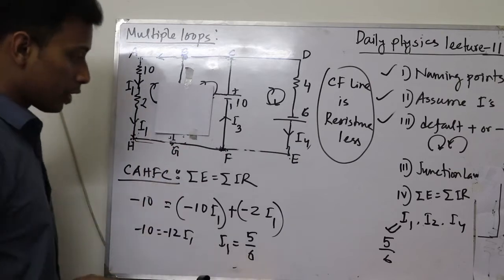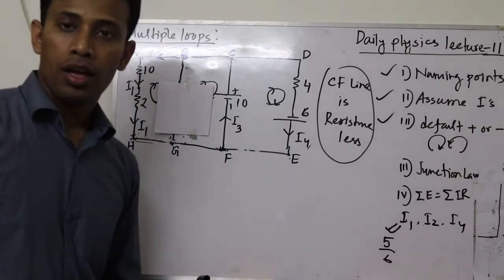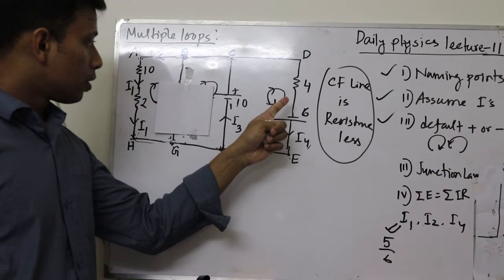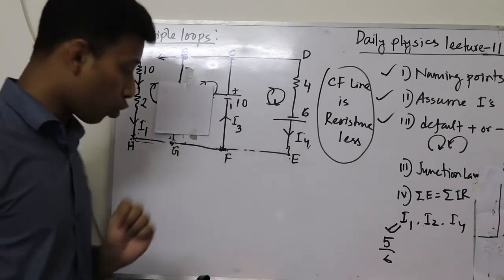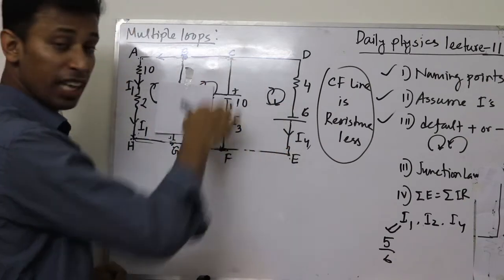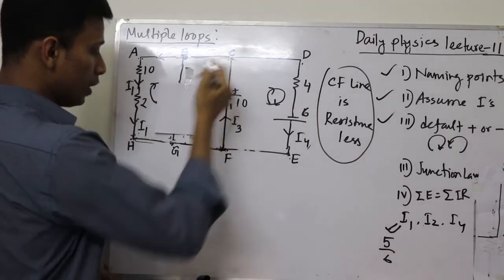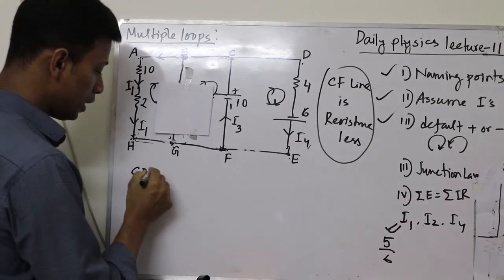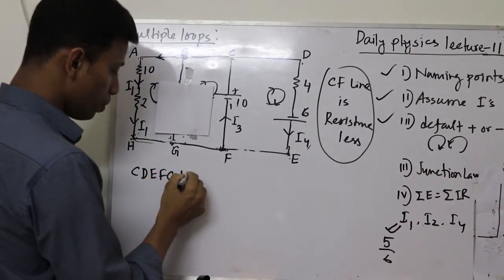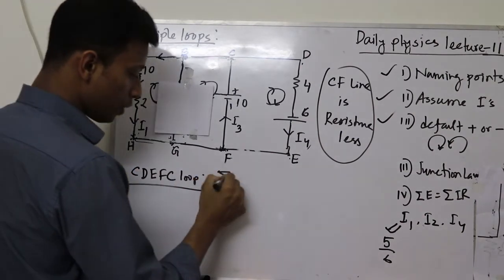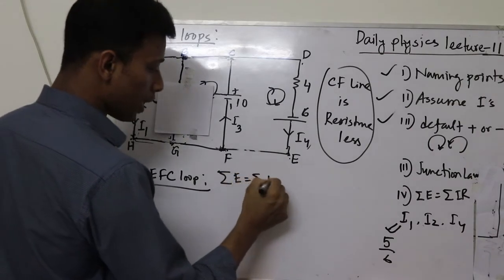So let's get another current. Let's get I4, the current flowing through the 4 ohm. For this loop, we have to take CF as common because it's resistance-less. C, D, E, F, C. Okay, C, D, E, F, C loop. We use summation of E is equal to summation of IR.